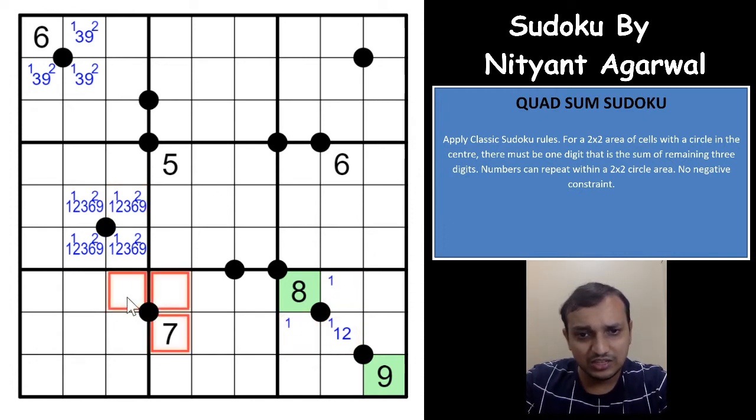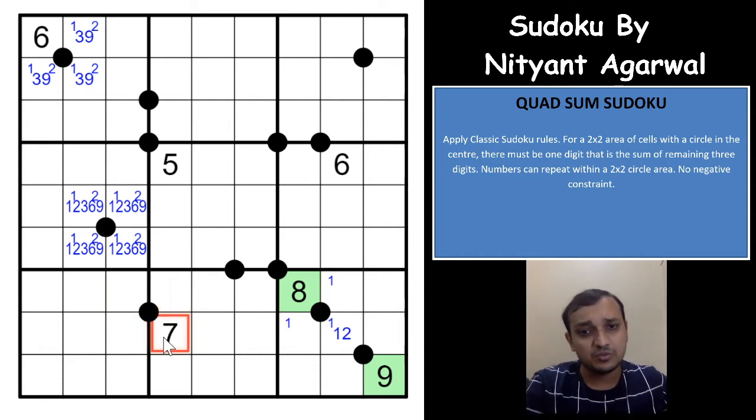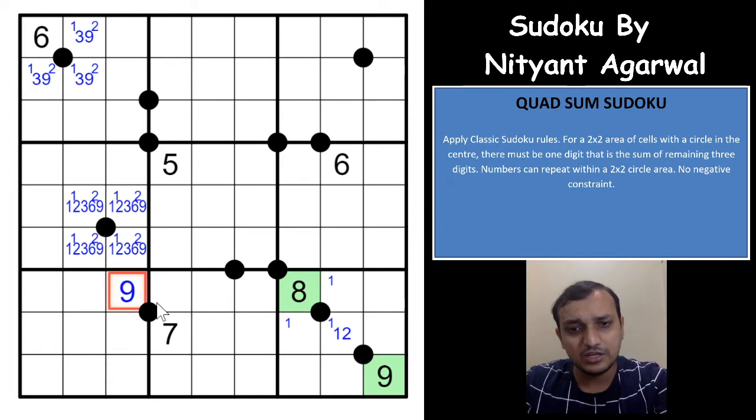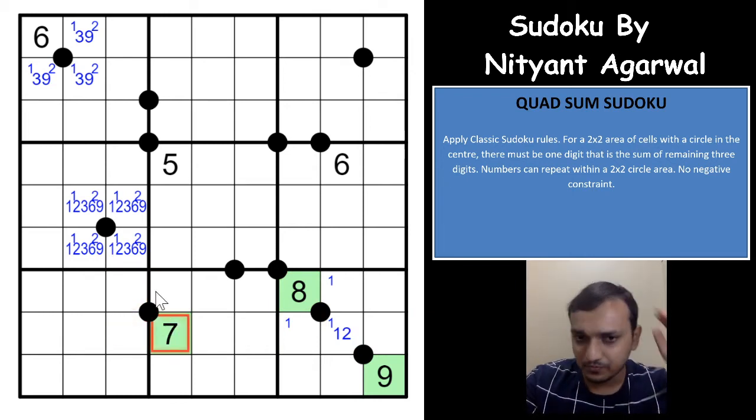So which means that 7 cannot be the sum of the cells. 7 will have to be the sum cell. 7 cannot be part of the sum of the cells, but it will have to be the sum cell, because if it is part of the sum of the cells, then this would have to be 9 and this would have to be 1 and 1, and there is no place for 1 for the 8 here, right? So which means that 7 is the sum cell. Okay.